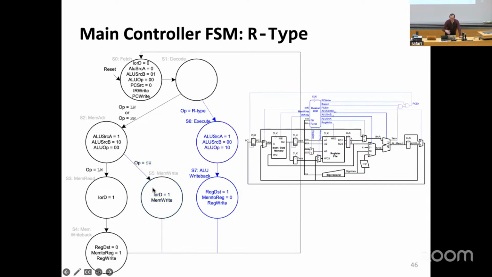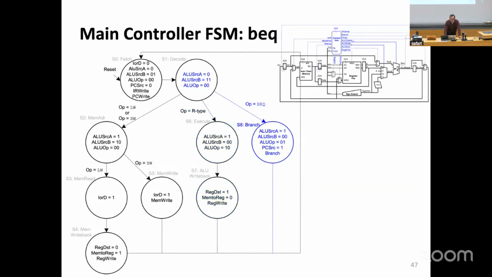Okay, now we could keep doing this for all instructions. So if the op is R type after decoding, you go to an execute state. You set the appropriate signals in the ALU so that the ALU gets the right inputs. And you set the ALU op, etc. And then after the ALU generates the result, you write it back to the destination register by going into another state, right? So you set the control signals accordingly, just like we did. So I'm not going to do that again, but you can convince yourself that this works. Okay, that was R type. And then there's BEQ over here.